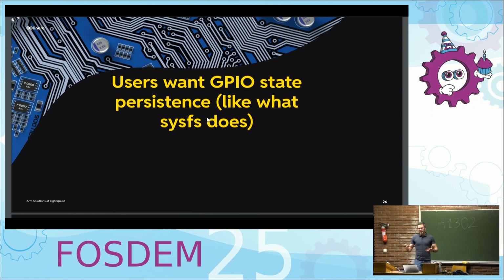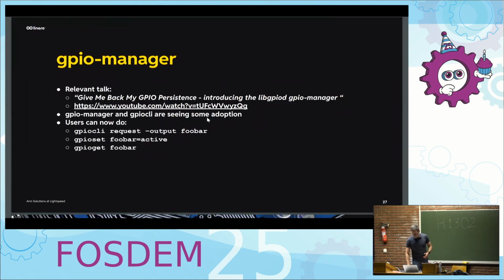So I realized at some point that users do really want this state persistence, exactly what sysfs does. And I really like abstraction layers because there is no such problem that cannot be fixed with another abstraction layer. And I created this thing called GPIO Manager. This is a daemon that runs in the background and exposes a dbus interface with which you can interact using either the provided GPIO client or whatever library for dbus that you want to use.